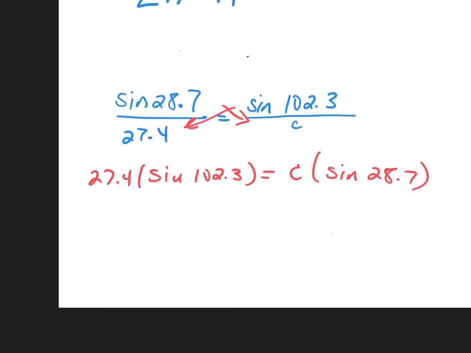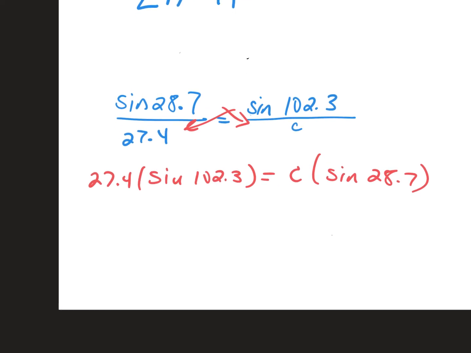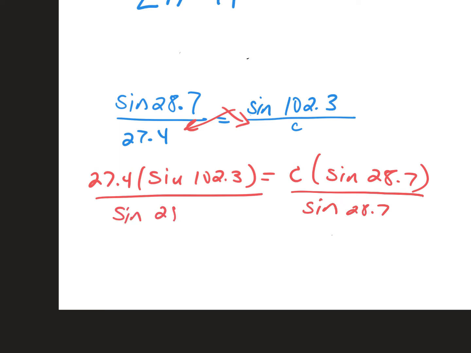How do I get C all by itself? Divide. I would divide by what? The sine of 28.7. Now, go ahead and do it in your calculator. It's easier this way. If you guys don't, you're going to round and round and round, and every time you round, you get further and further away from the correct answer. So in your calculators, just like you see it, 27.4 times the sine of 102.3 divided by the sine of 28.7.